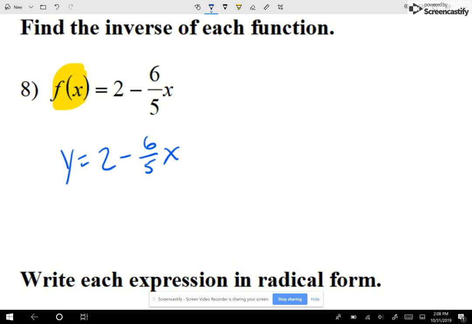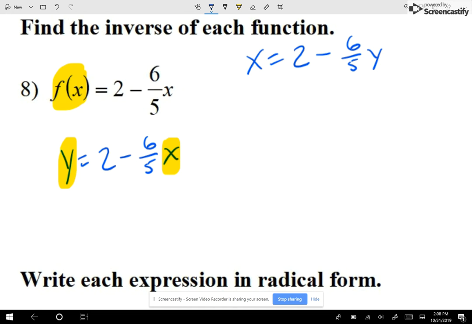Now, y and the variable, it could be x, it could be n, it could be anything. Y and the variable are going to switch places. So y and x in this case are going to switch places. So I have that x equals 2 minus 6 over 5 and y.